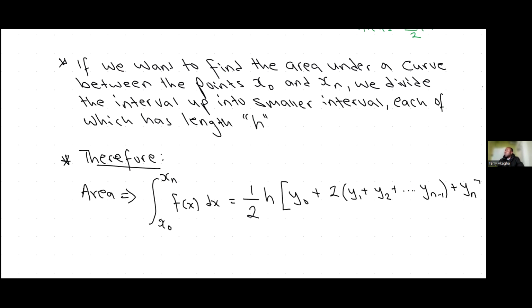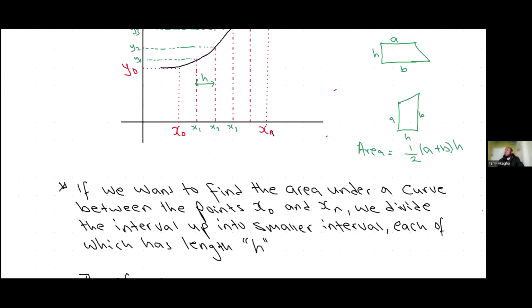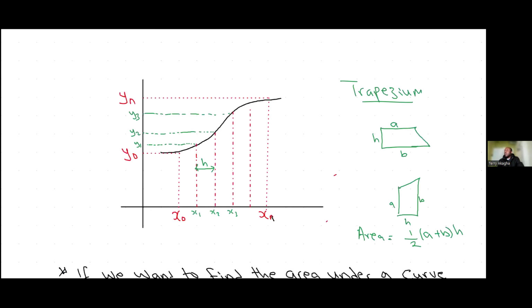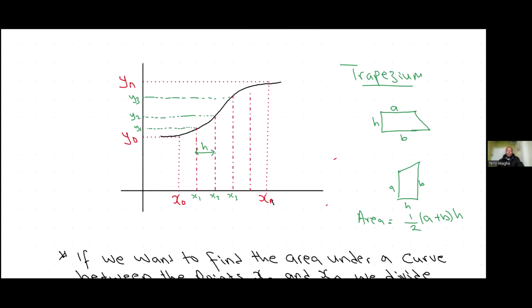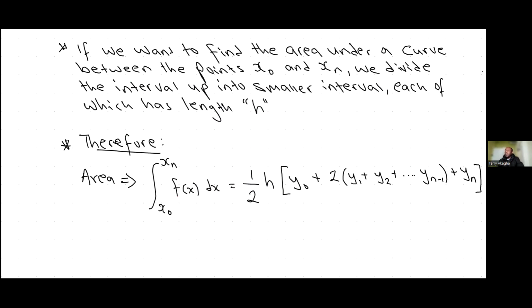So what we are saying is that you keep on adding all the y's in between, then multiply it by 2. Then the final one is going to be the yn. And this is the area, on how to find the area for a particular curve using the trapezium rule. So this is how to find the area for that.